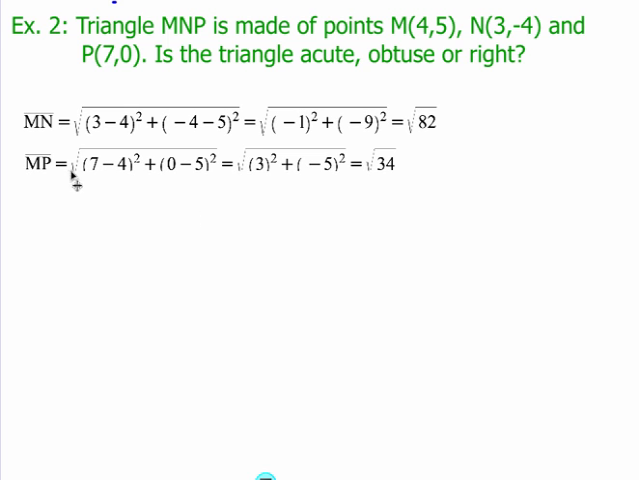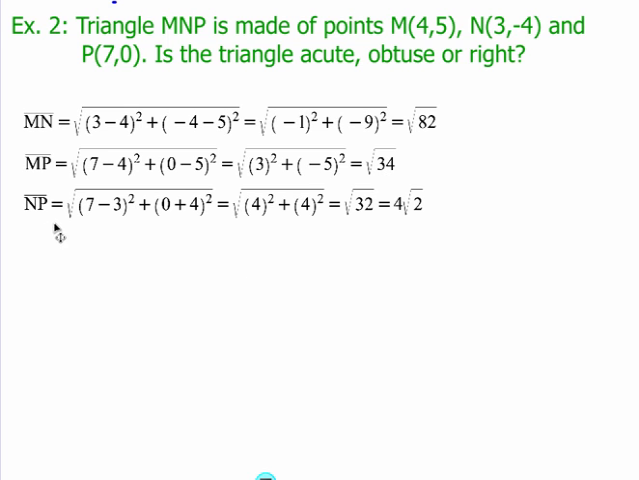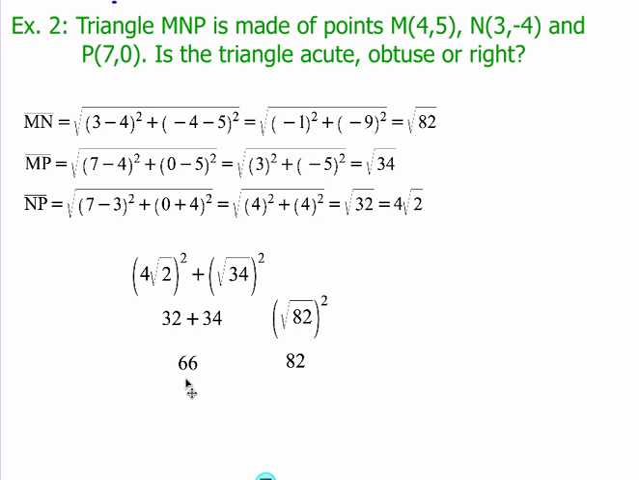Plugging MP into the distance formula, I end up with square root of 34. And plugging NP into the distance formula, I end up with square root of 32, which is equal to 4 square root of 2. Okay, so I've got to find my two shortest sides. That would be MP at square root of 34 and NP at 4 square root of 2. So I'm going to square them and add them together. 4 square root of 2 squared plus square root of 34 squared gives me 32 plus 34, which is 66. And the square root of 82 squared is just 82.